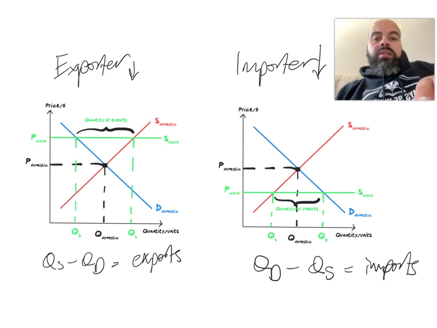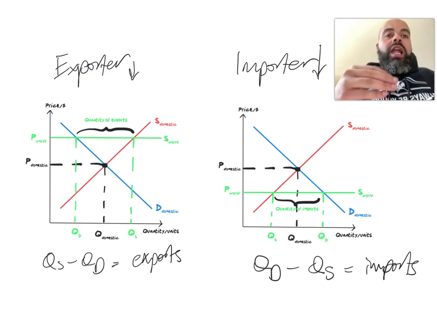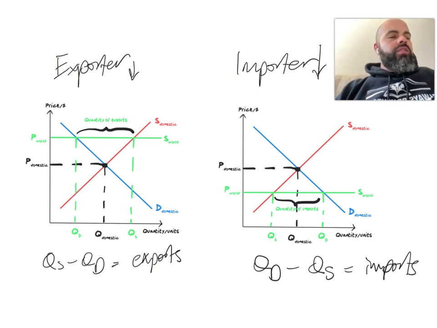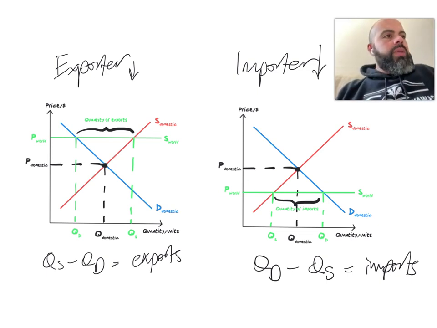Now, as I said in the previous slide, what determines whether the domestic price will be below the world price or above it is the comparative advantage. If the comparative advantage lies within the country, it will be an exporter because this product will actually be cheaper to produce in the country and therefore it will end up exporting it. But if the comparative advantage lies with the rest of the world, in that case, the country will be an importer.